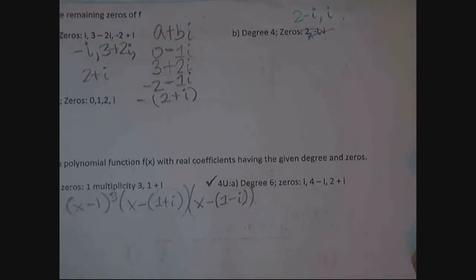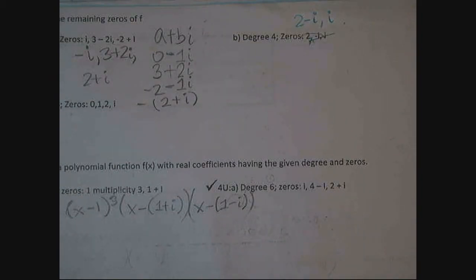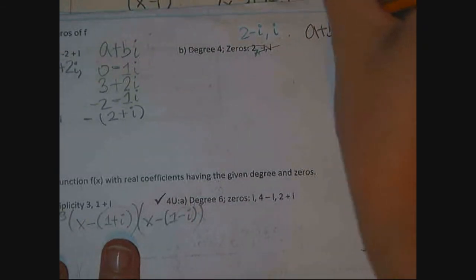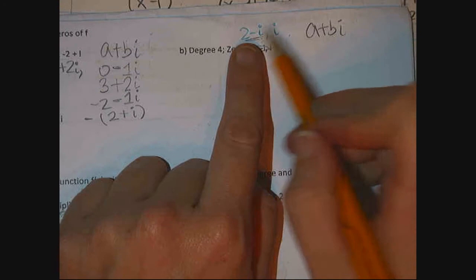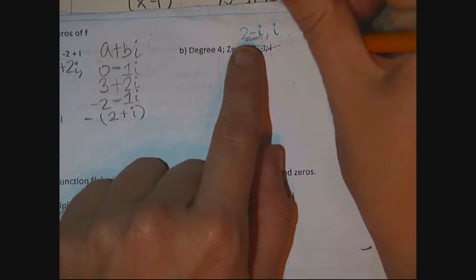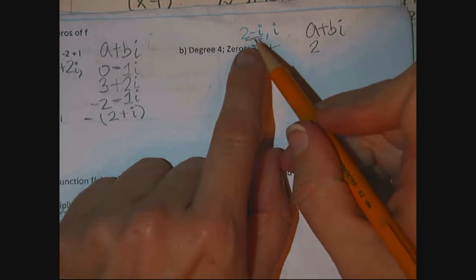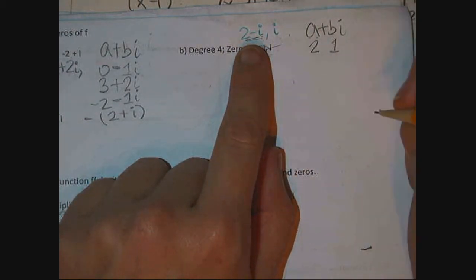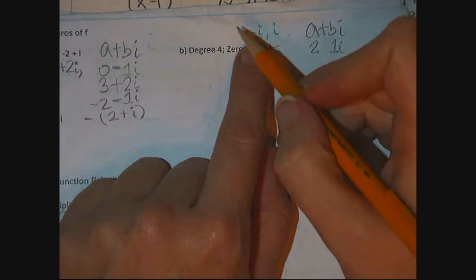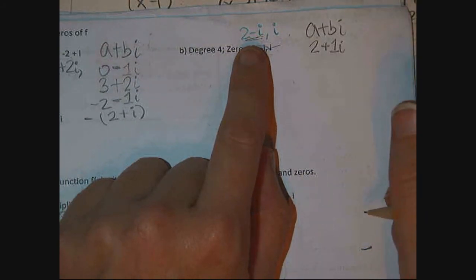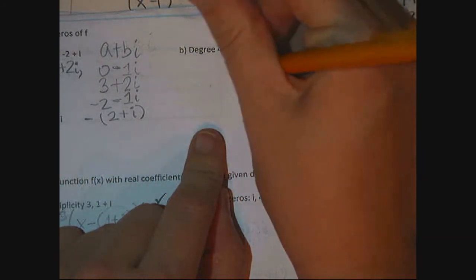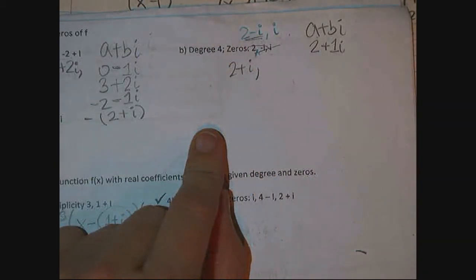Again, we're given these imaginary complex zeros, and we know whenever we have one imaginary complex zero, we also have its conjugate. So again, we think about the form a plus bi, and look at our first zero, 2 minus i. Comparing to this form, our a is 2, and our b is negative 1. In order for it to be the conjugate, it must be the opposite sign, so it should be positive 1. So I have my second zero, 2 plus i.